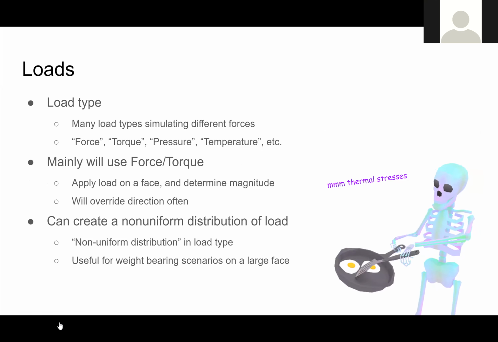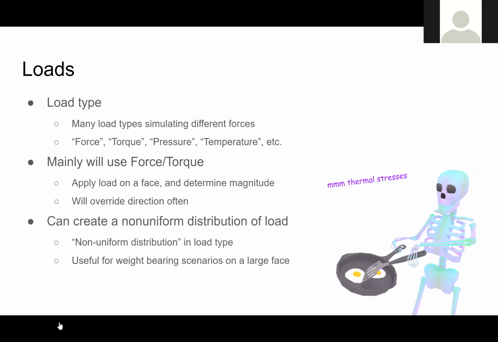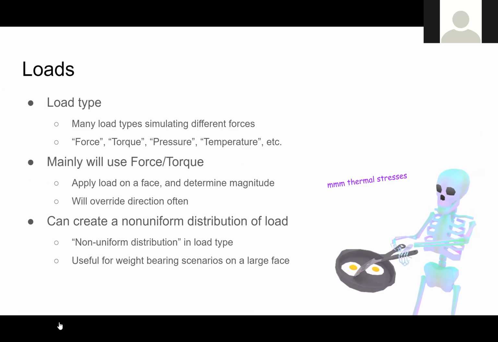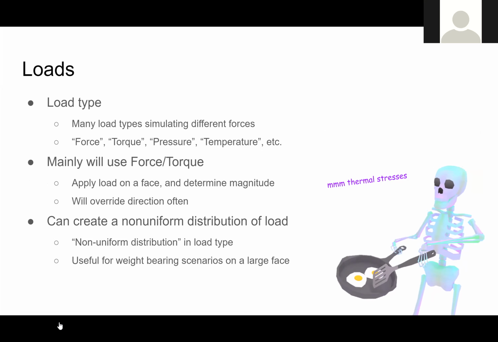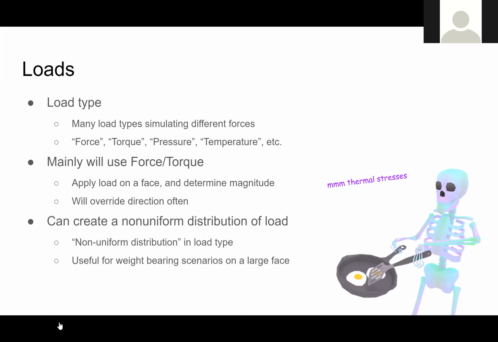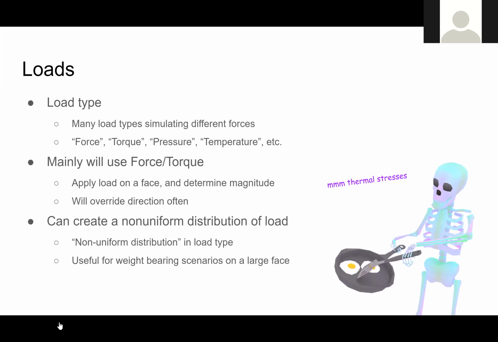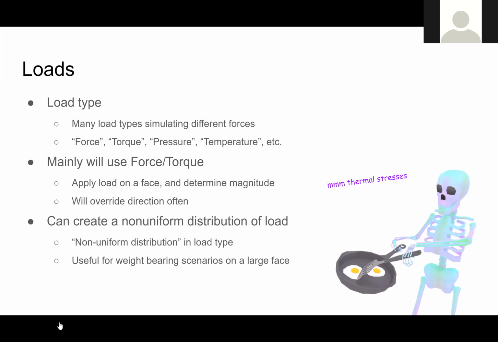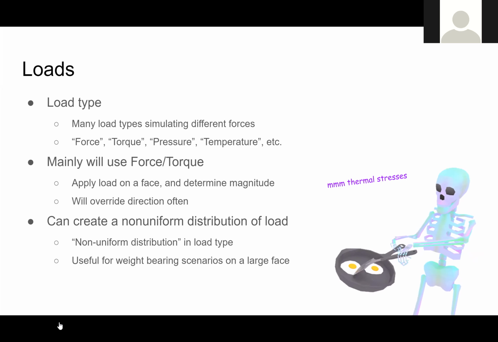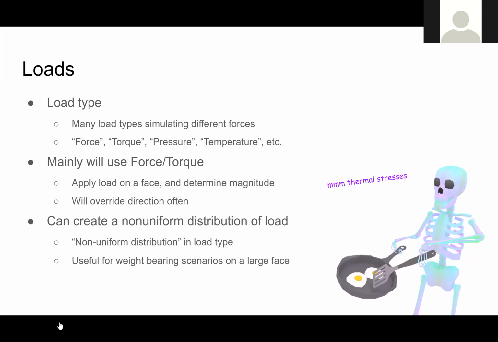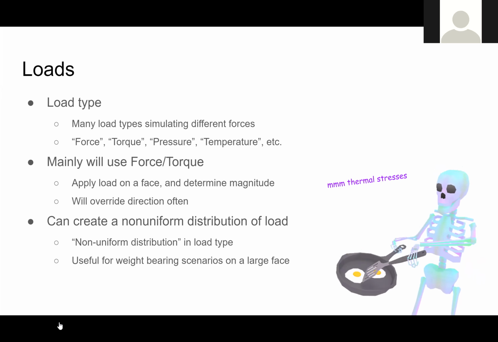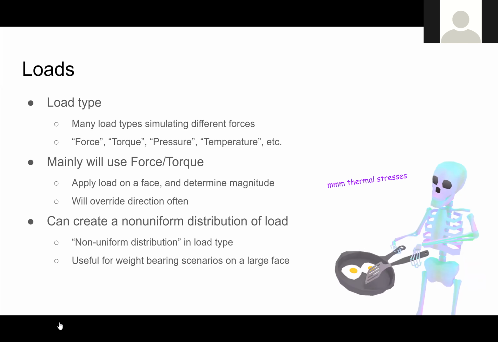Okay, so once you define your fixture, you need to define the load. Loads are basically just the inputs that you will apply onto your part. There are many load types like torque, force, pressure, even temperature, though we won't get into most of them. We'll only get into force and torque. When applying a load, you need to determine its magnitude and its direction, and also its position on the part. You'll see this more accurately when we go through the demo later.